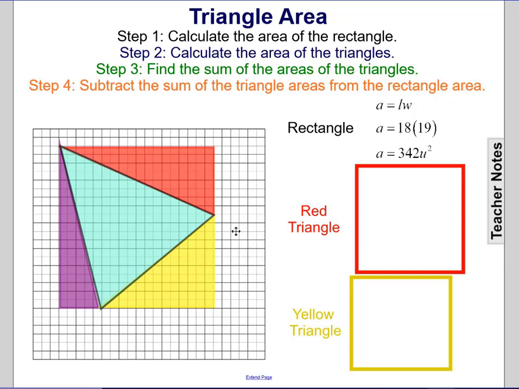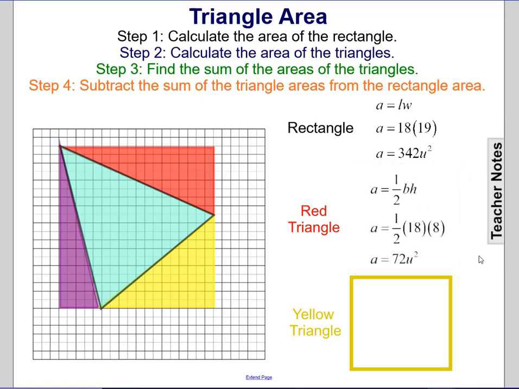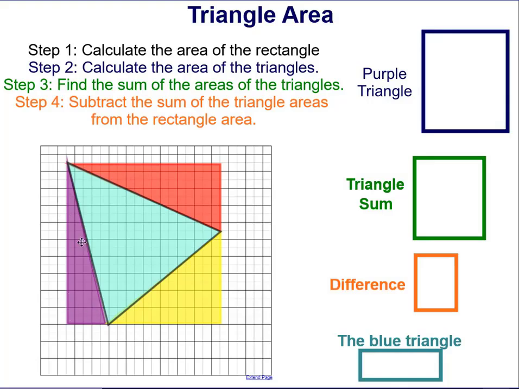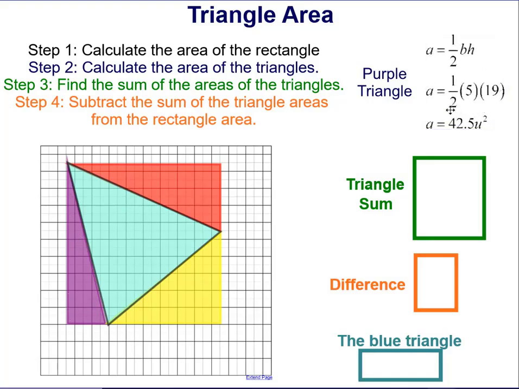So my area of my red triangle, I would actually count my grid lines along the side to get the dimensions of the base and the height, and we end up with that it is 18 is the base and my height is 8. So this area is 72 units squared. For the yellow triangle, I end up that it is 13 for the base and 11 for the height. And when I multiply that out, I get 71.5. Now for the area of this purple triangle on the left-hand side, I would get 1/2. It has a base of 5 and a height of 19. So I calculate it out and get that.